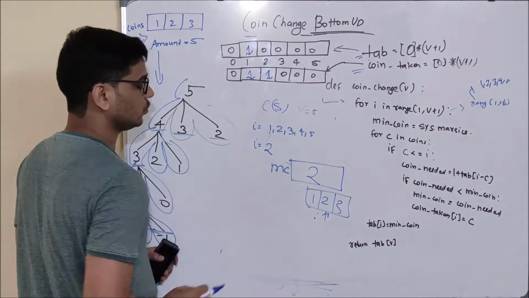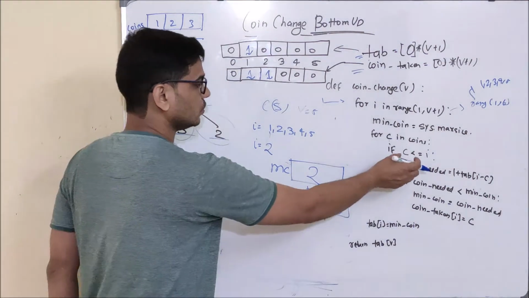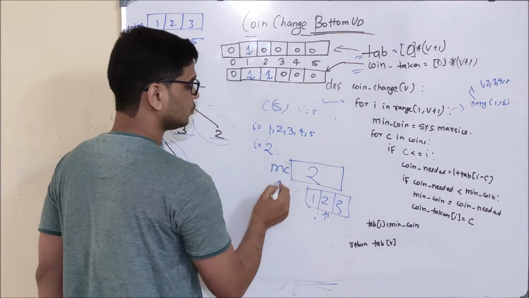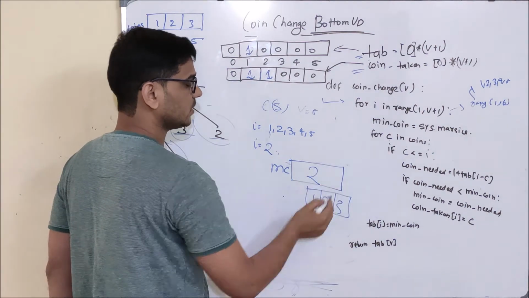And I will try 2 rupees coin. So is 2 smaller than or equal to i, and what is i? i is 2, c is 2. So this condition will be true.